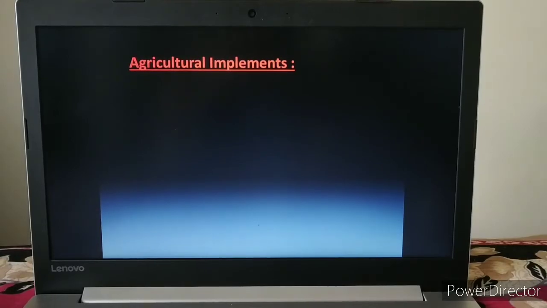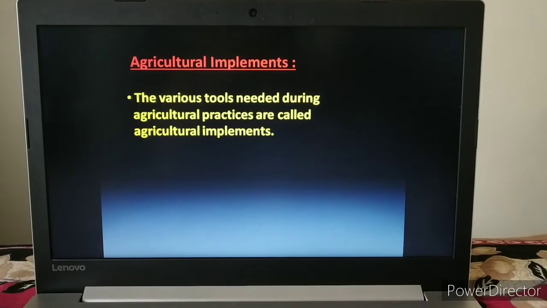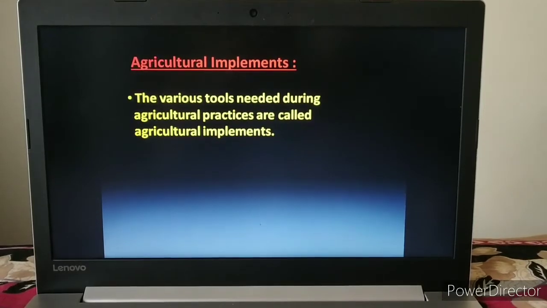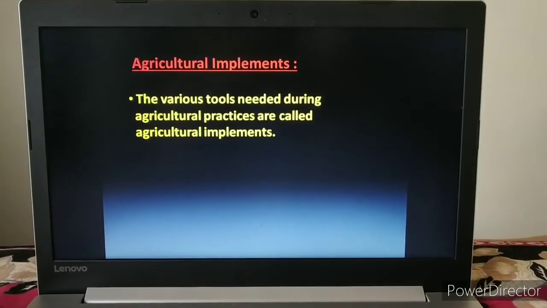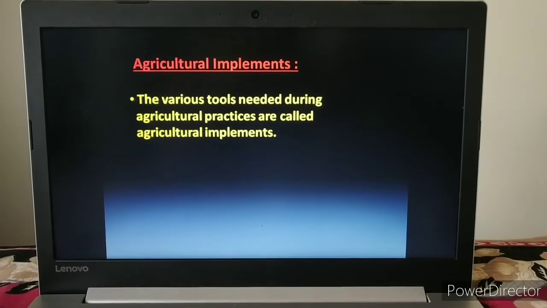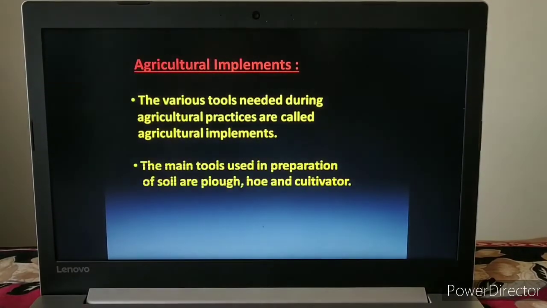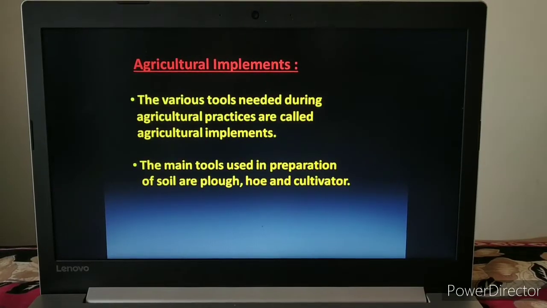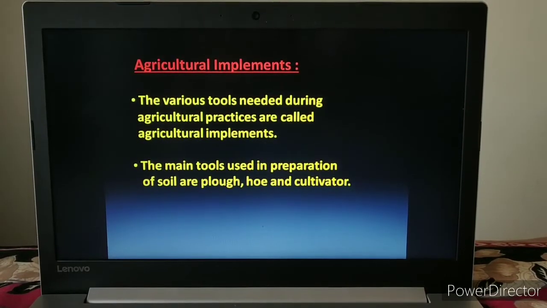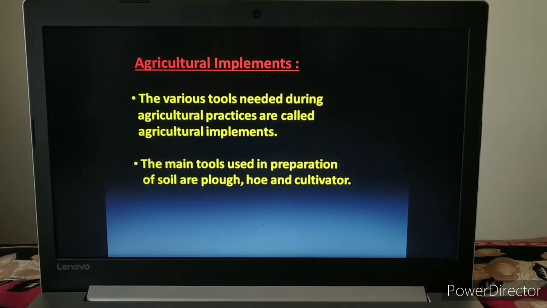Agriculture implements. The various tools that are needed during the agriculture practices are called agriculture implements. It means the tools that we are using throughout the agriculture practices are called agriculture implements. Basically, the main tools used in preparation of soil are plow, hoe and cultivator. So first we will learn about them.